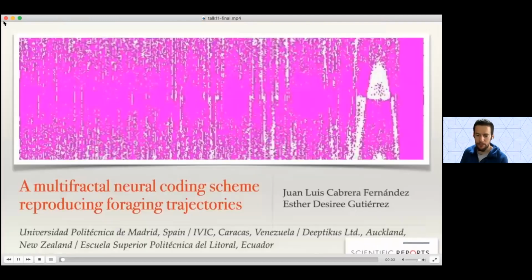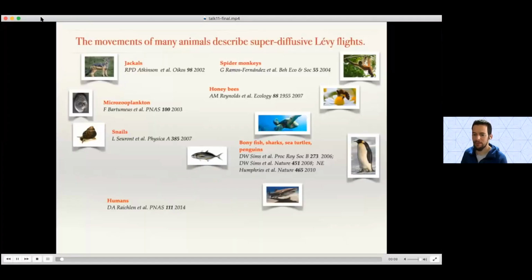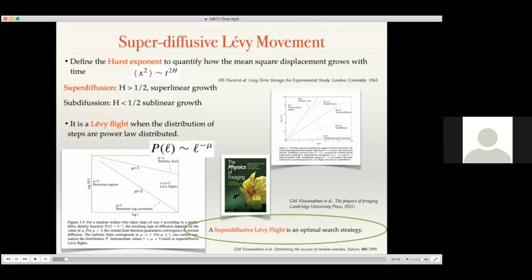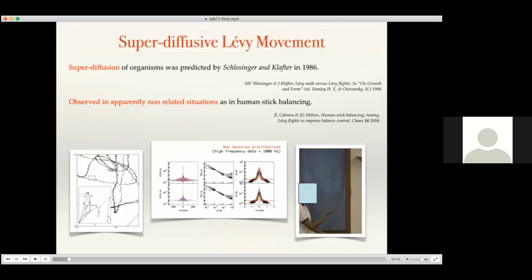Producing foraging trajectories, done with Esther, describes super-diffusive Lévy flight. A super-diffusive movement is characterized by a hurst exponent in the mean square displacement larger than 1/2. We have a Lévy flight super-diffusive movement when it follows a power law with an exponent with a value between 1 and 3. Superdiffusion of organisms was predicted in 1986. It can also be observed in other unrelated systems, like human stick balance, where the fingertip shows superdiffusion.